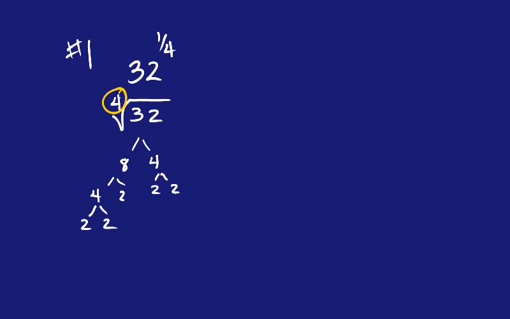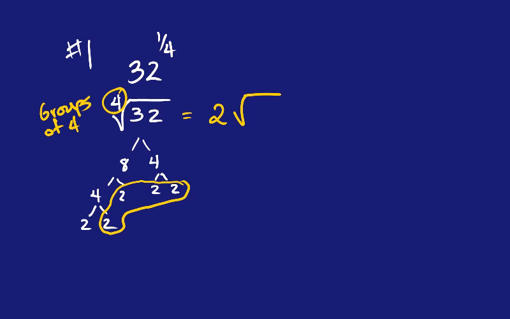The index here tells me I need groups of 4. So I'm going to circle 4 of these 2's, and they have to be the same number. So 4 2's, which means this group puts a 2 on the outside of the radical. That's representing my group of 4 2's. I still use the fourth root. And then this 2 right here that's not in the group remains on the inside. So the fourth root of 32 is 2 fourth root of 2.